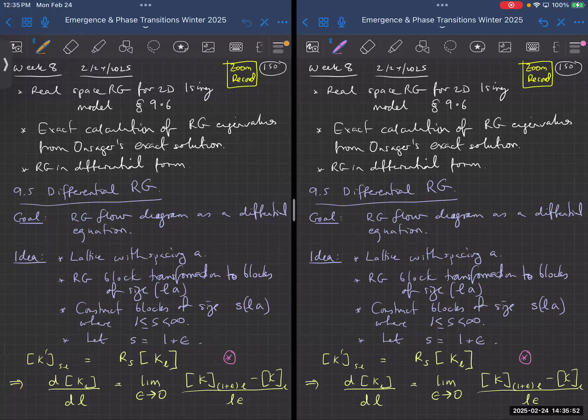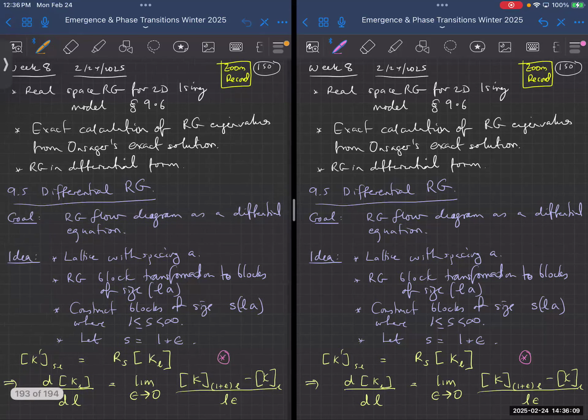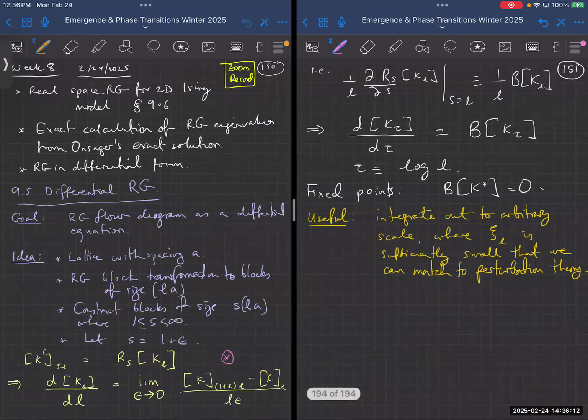Then I simply subtract the image of the coupling constants at 1 plus epsilon times L minus the original ones at size L, divided by L epsilon, and that gives me the differential form. I can write that as the derivative of the renormalization group transformation with respect to S, setting S equal to L, and that quantity we will call 1 over L times a function B of K_L, which in other contexts becomes known as the beta function.